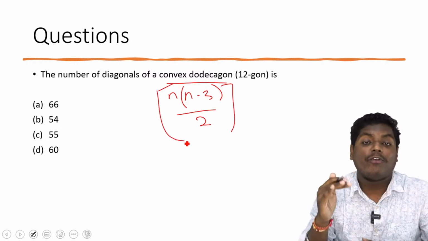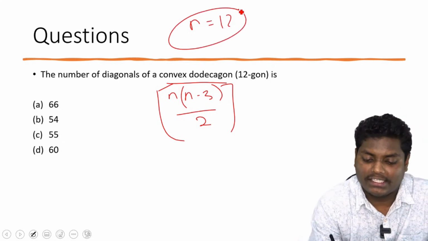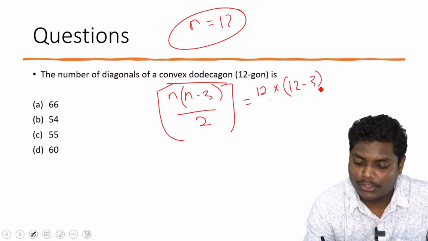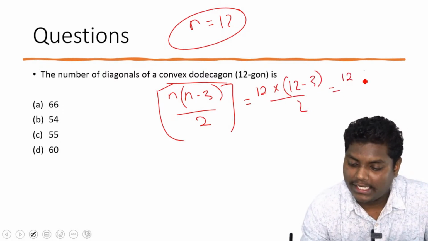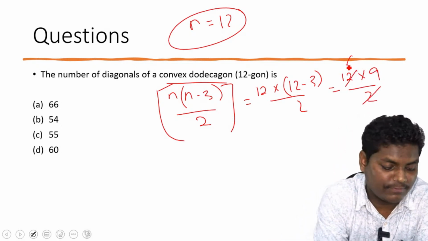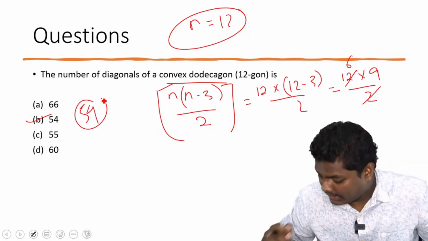Now what is n over here? n is the number of sides. It is 12. Just plug in the values. 12 into 12 minus 3 upon 2. So it will be 12 into 9 upon 2. So basically it is 54. So 54 is the correct answer.